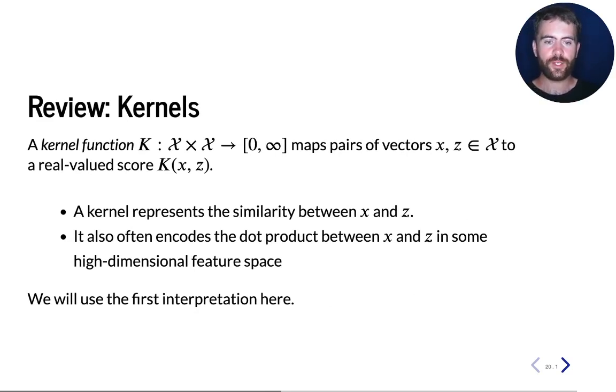So recall that we define a kernel function as a function k that takes two vectors x and z, and maps them to a real value score. This kernel function can be seen as computing a similarity between x and z. Typically, we would define a kernel function such that its value is large when x and z are similar and low when x and z are dissimilar. And we have seen many examples of such functions.